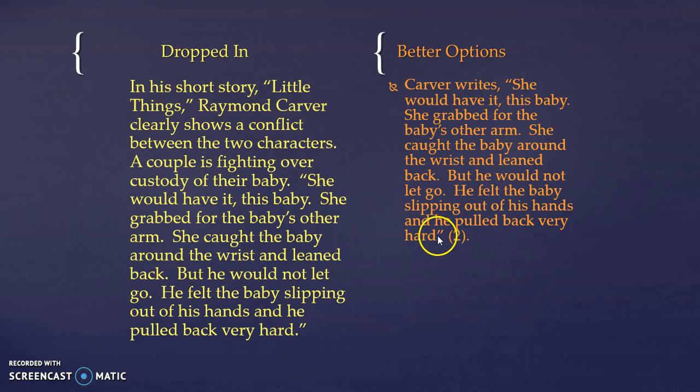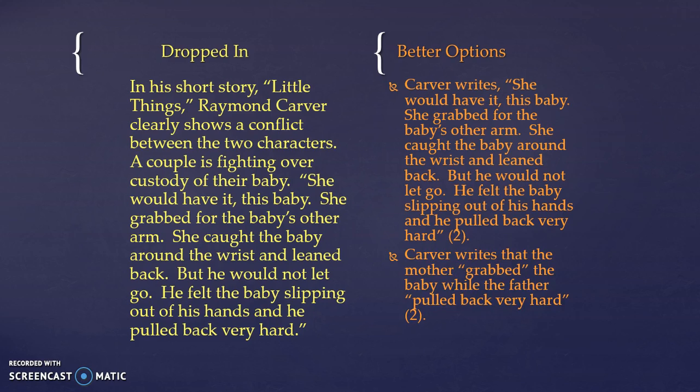And here's how you do a citation. You have no punctuation except the quotation mark, and then a space, a parenthesis, the page number, and the parenthesis, and a period. That's if you're using MLA style. Even better though, revision would actually break up this quote a bit. This is a long quote, and it's a common mistake to overquote. You don't really need that long of a quotation to make your point. You only need to quote the parts of the text that are really important, that really help you make your point, and that are impossible to paraphrase, impossible to put in your own words. So instead of this whole thing, you might consider just keeping the same two sentences and then having something like this: Carver writes that the mother, quote, grabbed the baby while the father, quote, pulled back very hard, and then the citation there too.